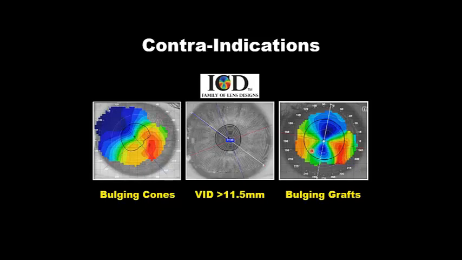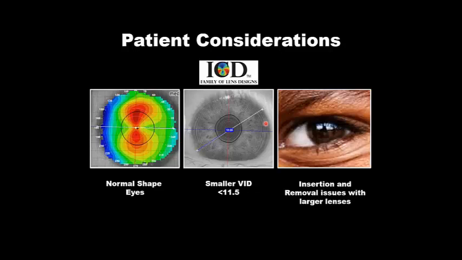11.5 is probably the limit of normal corneas, normal corneal diameter that we can fit. When you get up to around 12 millimeters corneal diameter, there isn't a lot of real estate past the limbus to land that lens without hitting the peripheral cornea and limbus. So just consider bigger eyes are going to be tougher.